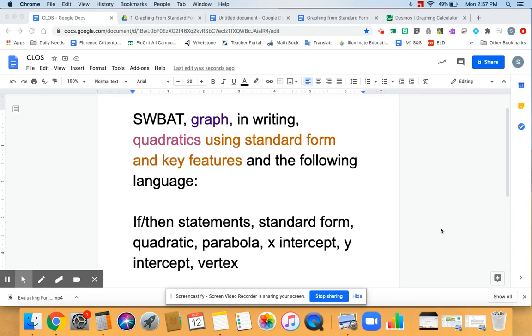So the CLO for today's lesson is that students will be able to graph and write quadratics using standard form and the key features, and the following language: if-then statements, standard form, quadratic, parabola, x-intercept, y-intercept, and vertex. So, in your own words, what do you think you're going to learn how to do in this lesson?